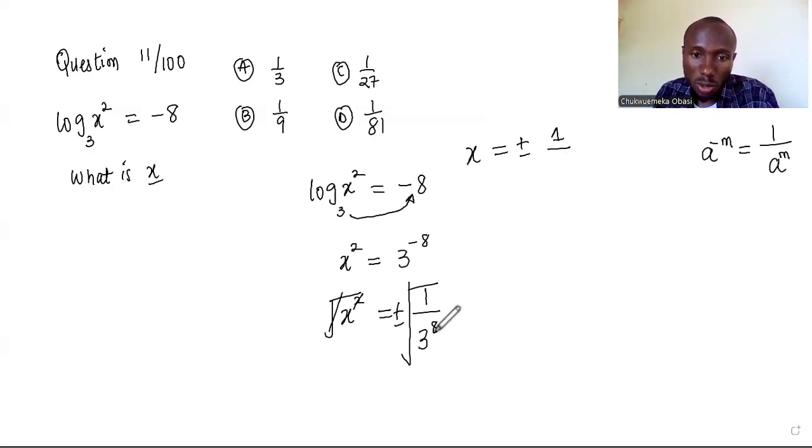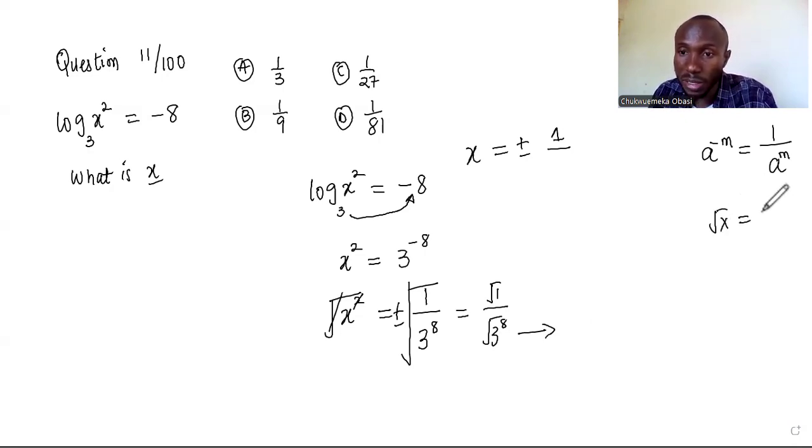And what is the square root of 1 over 3 to the 8? I hope you know that this is the same as writing square root of 1 upon square root of 3 to the 8. Hope you know that. So square root of 1 is 1. Then this other guy can further be simplified: when you have square root of x, it is the same as x to the 1 over 2. So this guy is the same as writing 3 to the 8 all to the 1 over 2.